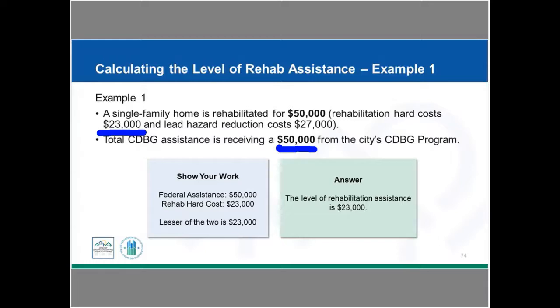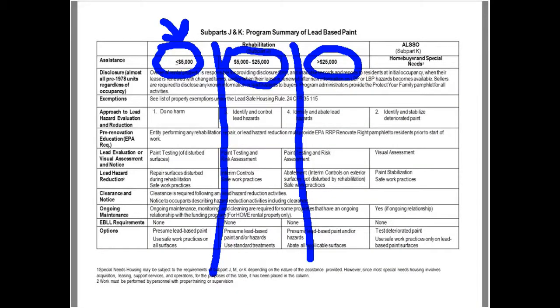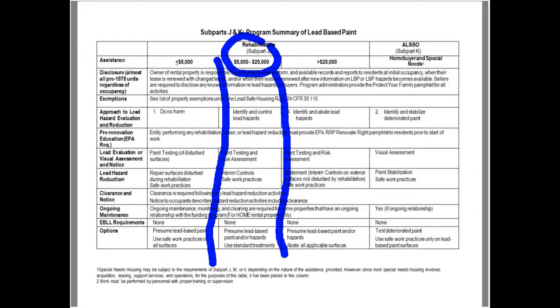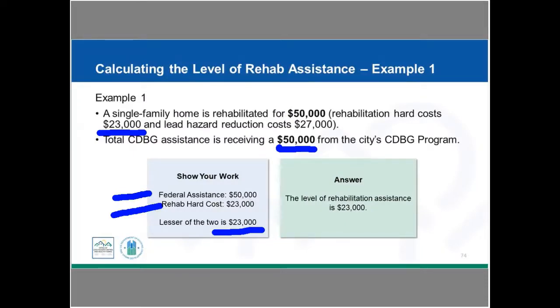So let's look at this. Our federal amount of assistance is $50,000, and our rehab hard cost is $23,000. We want to take the lesser of the two, and the lesser of the two is $23,000. So the level of rehab assistance is $23,000. If I go back to my chart, since it's $23,000, I need to look at this middle category to determine what kind of evaluation I need to do, right? I need to do a risk assessment and interim controls, or I'm going to presume and do standard treatment. But I know that this middle category is the one I need to be looking at because I did this calculation to determine which was the lesser of, okay?